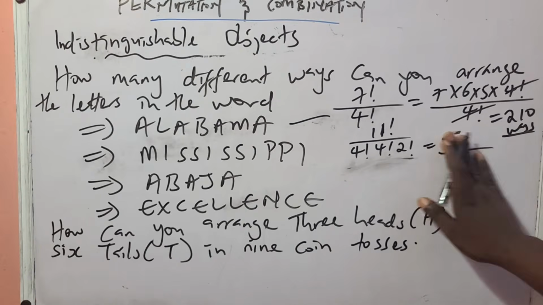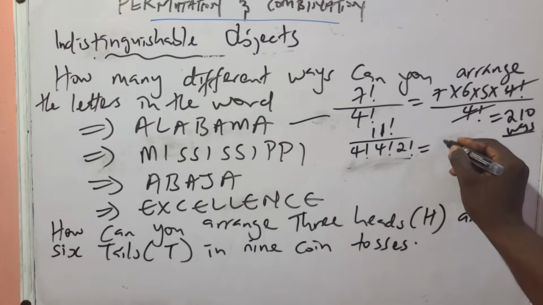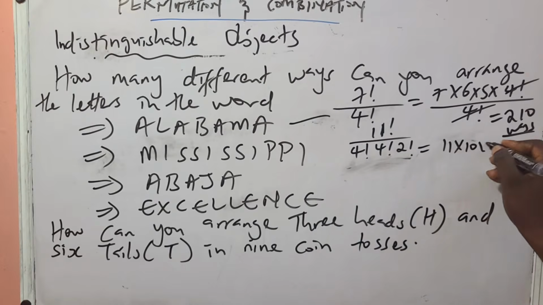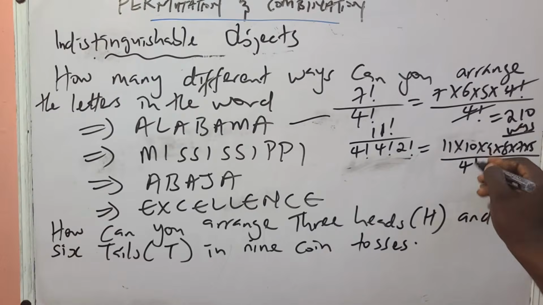Let me just write this as 11 times 10 times 9 times 8 times 7 times 5 over... What I want to do here is leave out the 4 factorial, because I'm deciding to cancel that 4 factorial with 4 factorial. So I'll be left with 4 factorial, 2 factorial. This 2 factorial is the same thing as 2 times 1. So 2 times 1 is 2.